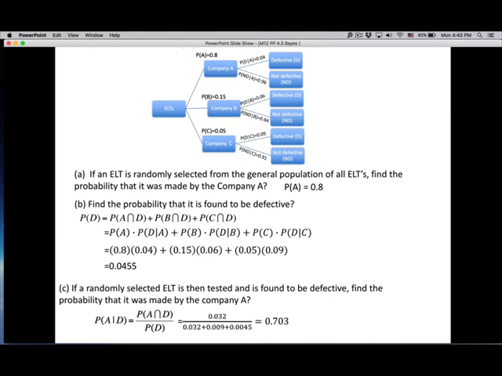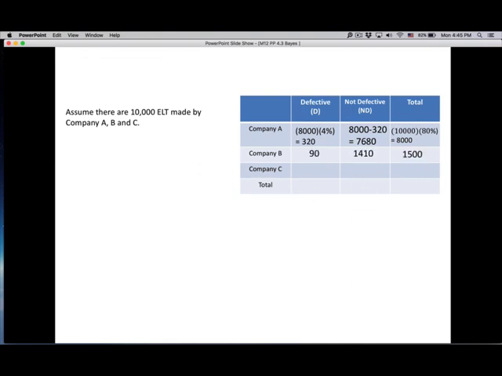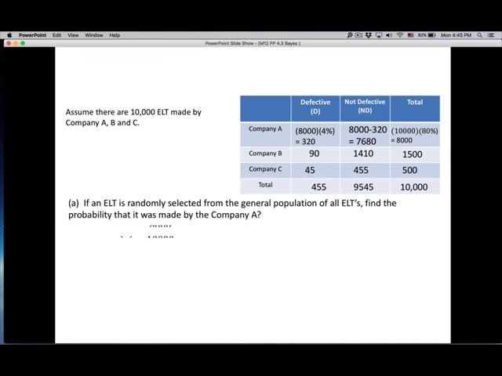And then if you try to use the iterative Bayes theorem, okay, that will be the same questions. And I assume the 10,000 ELTs also. Okay, so calculate one by one. Check your work. Okay. And then answer the three questions.